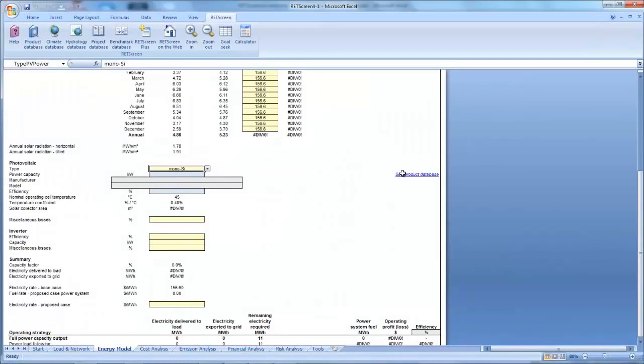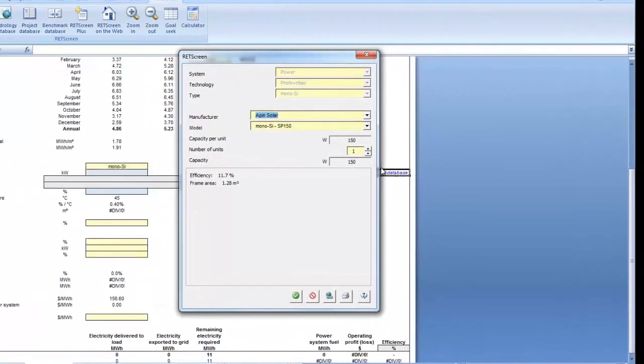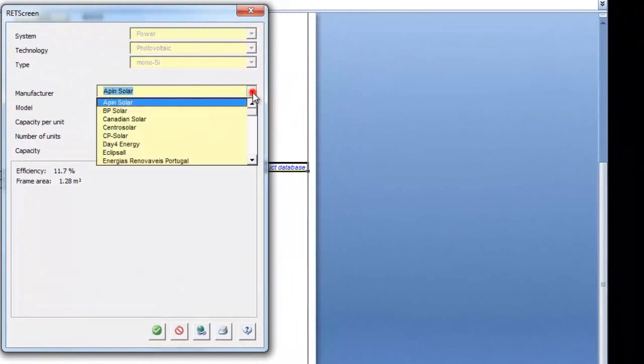Let's consider SunPower Corp, based out of San Jose, California, as our panel provider. They claim to offer the most efficient and reliable solar panels and systems available today. Using the link See Product Database to the right of the photovoltaic area, select SunPower as the manufacturer and then the specific panel information shown here.